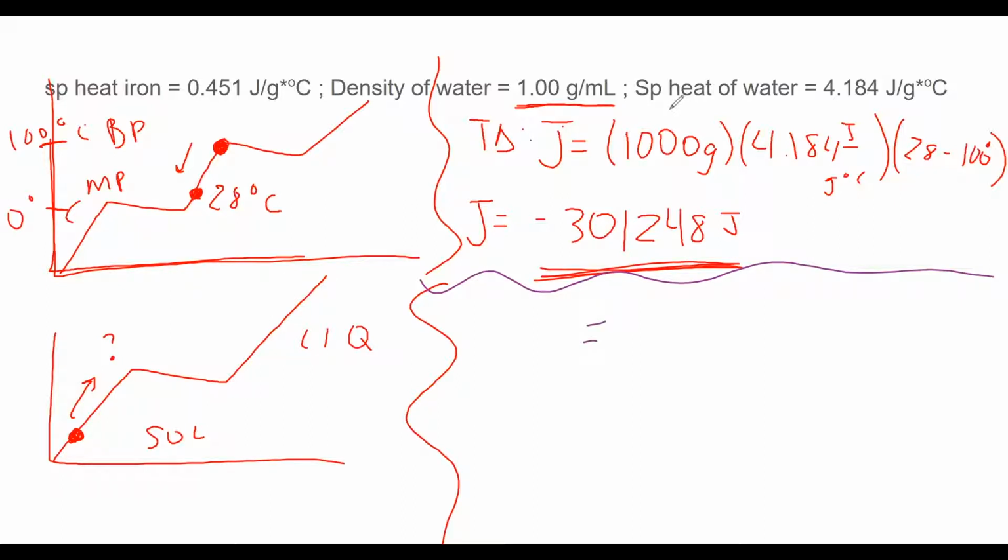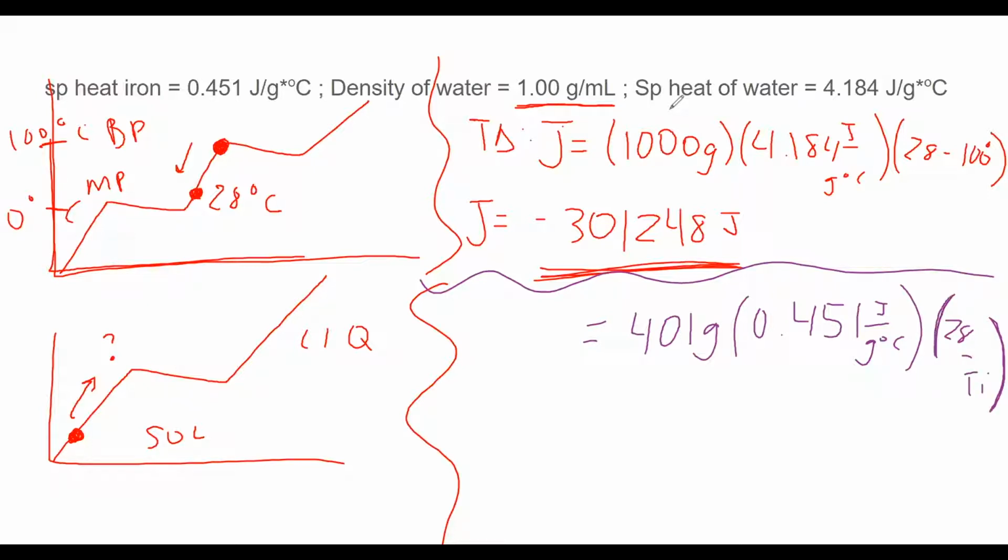So we have, I think, how many grams of iron? It was 401 grams of iron. Times the specific heat of iron, which is 0.451. Times the temperature change of iron. So TF, which is 28 degrees, right? Minus TI, which was the 404 grams. Oh, whoops, thanks.